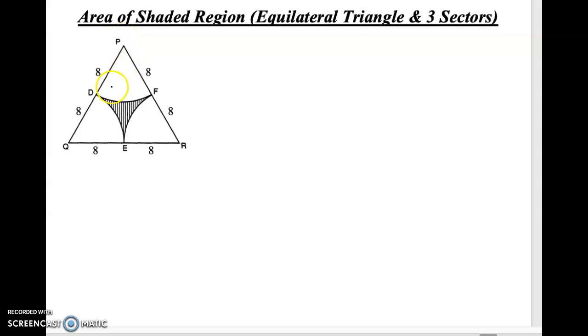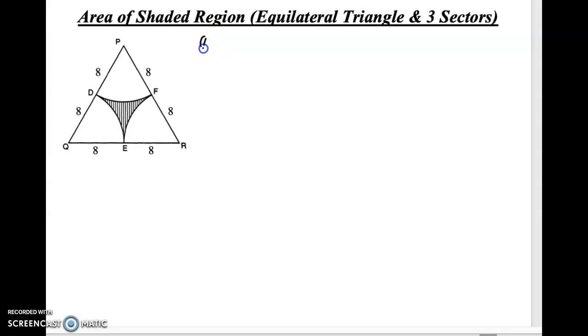Then it sort of looks like it's made up of these three parts of circles, and remember we call those sectors. So like the sector DPF and sector DQE and sector FRE. So we want to formulate a game plan, and I like to write that out. So here's what we're going to do.